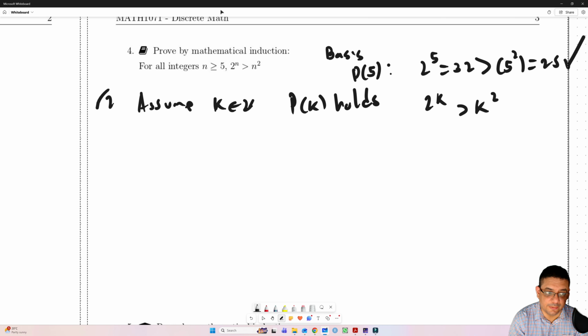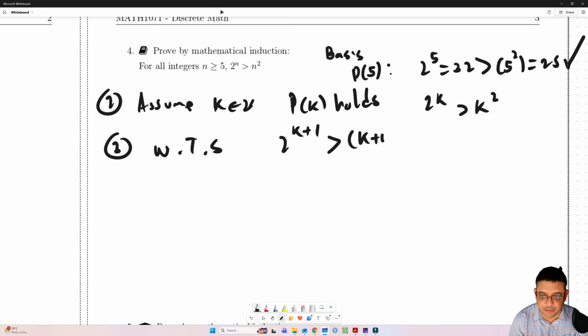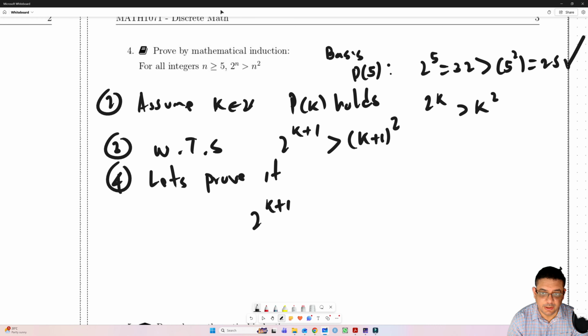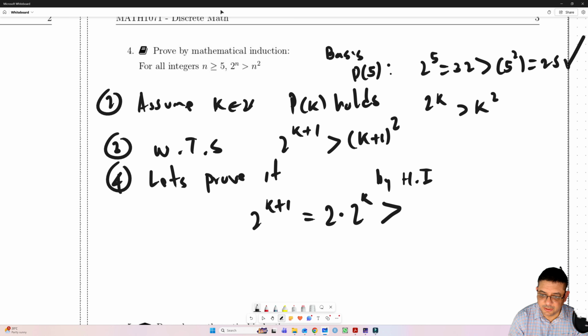So now, this is step 2. Now we want to show, step 3, that 2 to the k plus 1 is bigger than (k plus 1) squared. So step number 4, let's prove it. We start with 2 to the k plus 1. And because we want to put this in terms of the P(k) condition, we're going to see this as 2 times 2 to the k. Now, 2 to the k is bigger than k squared by hypothesis of induction, right? So this is bigger than twice k squared.